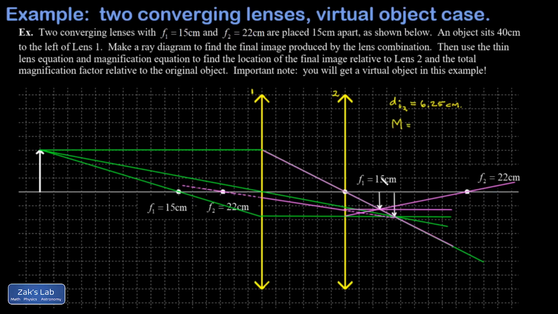And then my final magnification can be approximated by looking at the height of the arrow. The original arrow was 3 spaces high, and my final arrow is about 1.25 spaces high, and it's inverted. So we put a minus sign in there for the inversion. And the magnification is about 1.25 over 3, or negative 0.42.